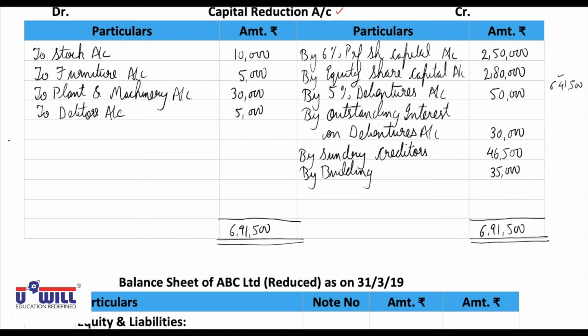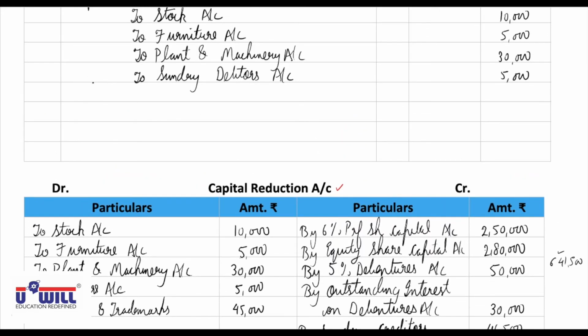All of you write down to patents and trademarks 45,000. That we can write off entirely because 6,41,500 is still there. Even in the journal entry, to patents and trademarks 45,000. So the ledger account and journal entry are to be done simultaneously at the same point of time. Okay, then only will you be able to pass this entry.